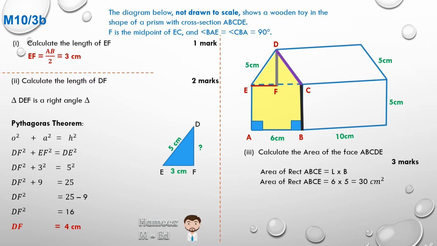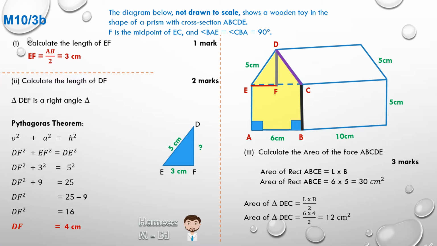And if we want to get the whole face, we need to get the area of the triangle. So the area of the triangle DEC would be length by breadth over 2, or base by height over 2. It doesn't really matter what we call it, as long as the two values we're using are 90 degrees to each other. So we have EC would be 6 times the height, which is 4, which we worked out in part 2, all over 2. So 6 4s are 24, 2 into 24 is 12.